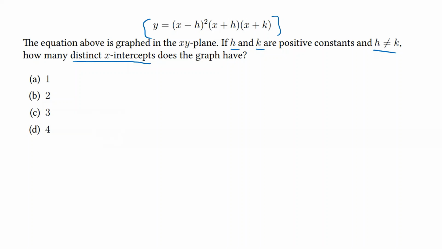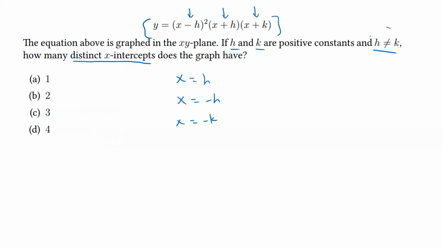Don't forget that an x-intercept is simply a 0. That is, we want to find the zeros of this polynomial. We see that if x is equal to h, then we will have a 0 because of the first term. If x is equal to minus h, we will have a 0 for the second term. And if x is equal to minus k, we will have a 0 in this third term.